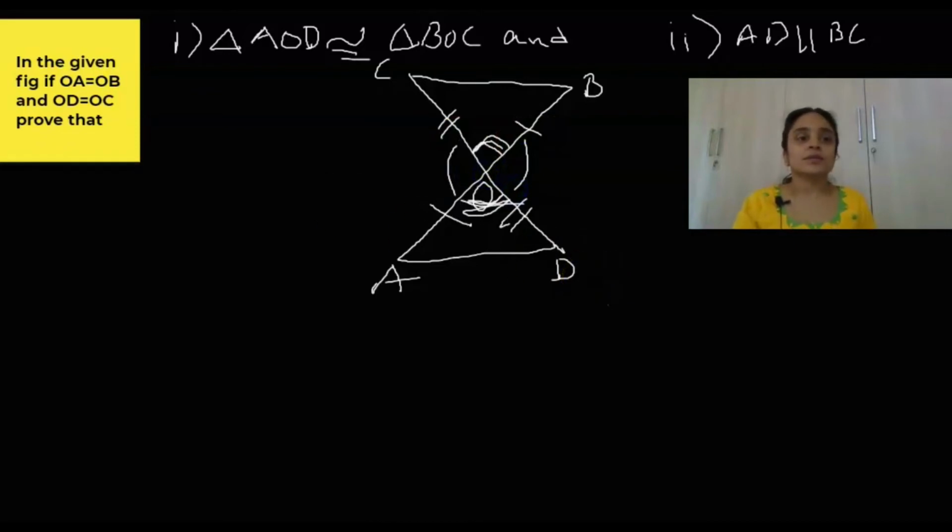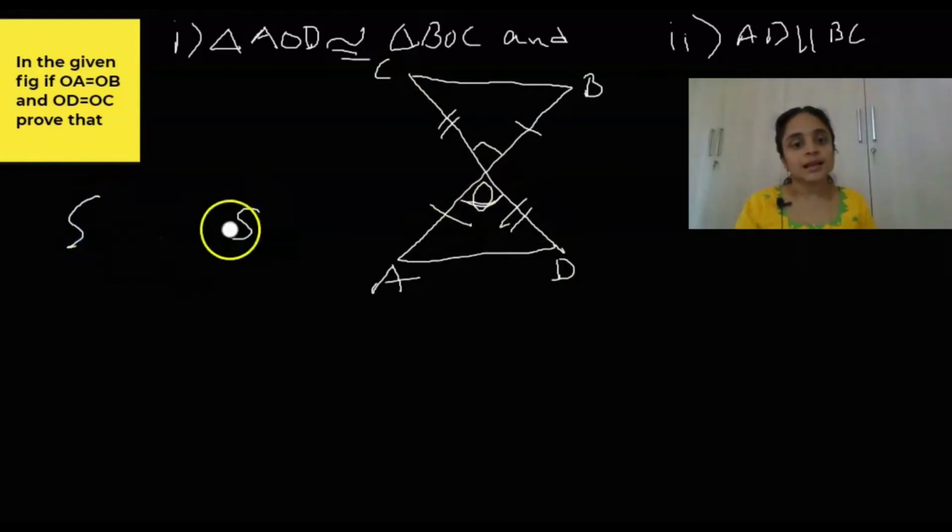So here angle AOD is equal to angle BOC. OA is equal to OB, one side equal. Then OC is equal to OD, the other side is equal. So two sides are equal. And is this angle included between these two equal sides? Yes.